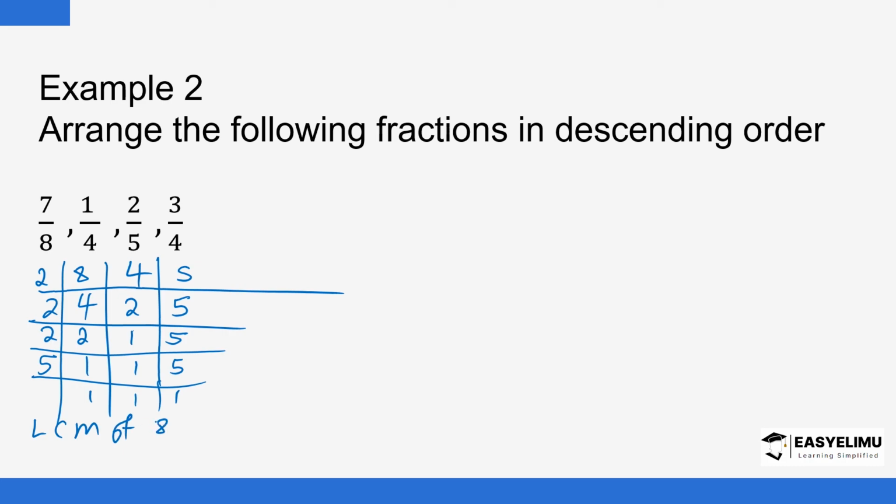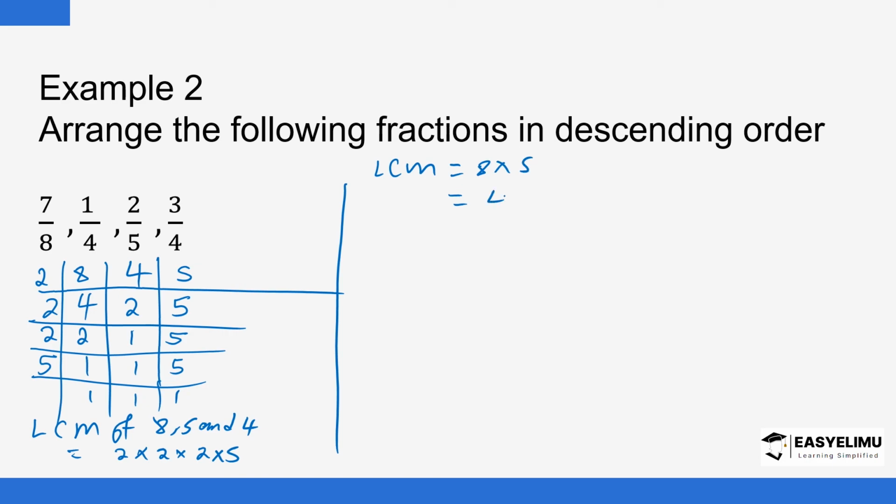So the LCM here of 8, 5, and 4 is going to be 2 by 2 by 2 by 5, so our LCM equals, 2 by 2 by 2 is 8, so we have 8 by 5, which is 40. So what we're going to do is multiply all these fractions by 40.